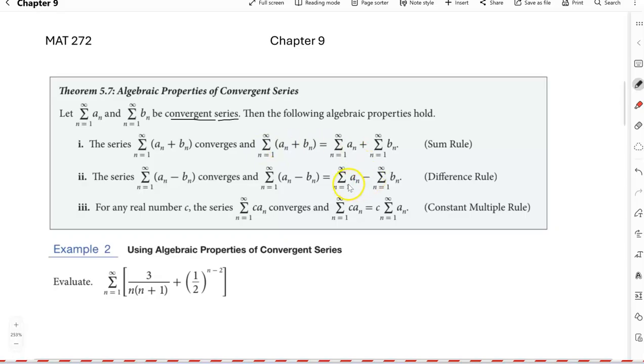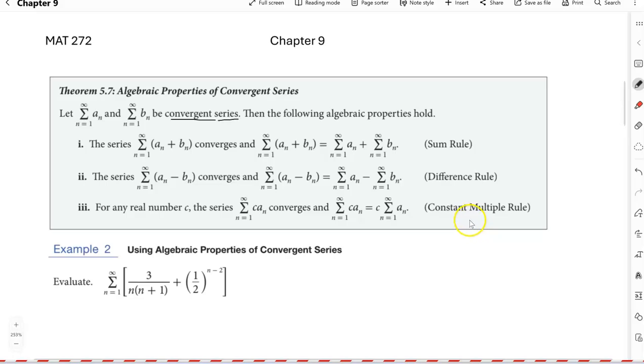Same thing with subtraction. If I'm subtracting each one, so the sum from n equals 1 to infinity of a sub n minus the sum from n equals 1 to infinity of b sub n, I could rewrite that as one summation, as a sum from n equals 1 to infinity of a sub n minus b sub n.